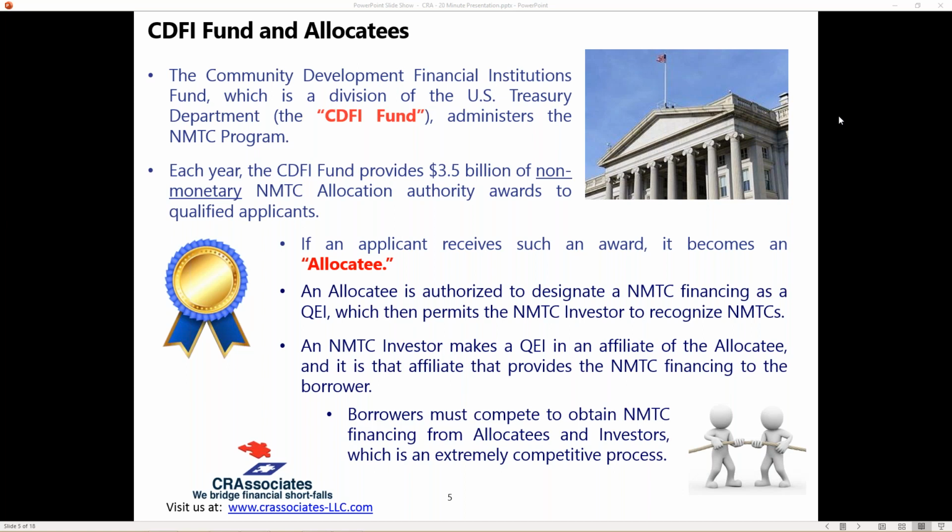An allocatee is then authorized to designate a new market tax credit financing as a qualified equity investment, which then permits the investor to recognize the tax credits. An investor makes a qualified equity investment in an affiliate of the allocatee, and it is that affiliate that provides the new market tax credit financing down to the borrower. Borrowers must compete to obtain new market tax credit financing from allocatees and investors, which is an extremely competitive process.